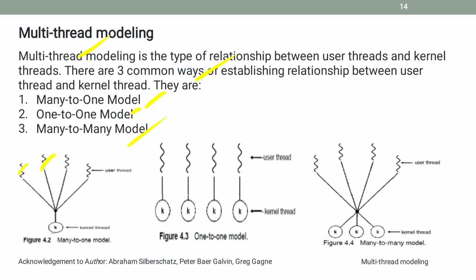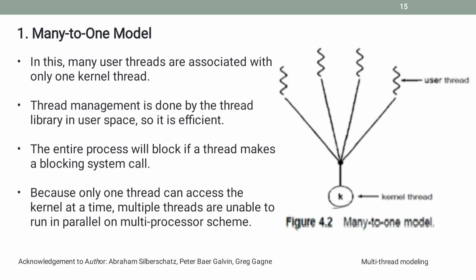Many user threads associated with a single kernel thread, that is the many-to-one model. One user thread associated with one kernel thread, like that every user thread being associated with one kernel thread, is called the one-to-one model. Many user threads being associated with many kernel threads at the same time is called the many-to-many model. Next, let us see in detail one by one these multi-thread models.